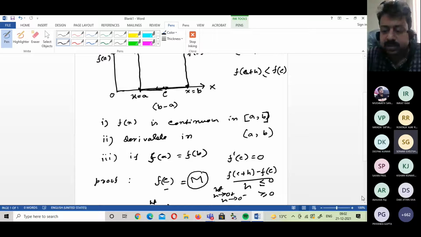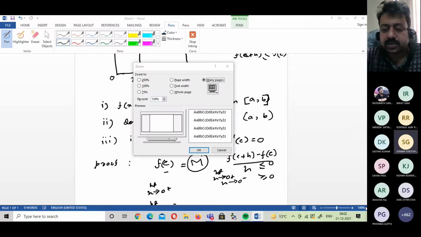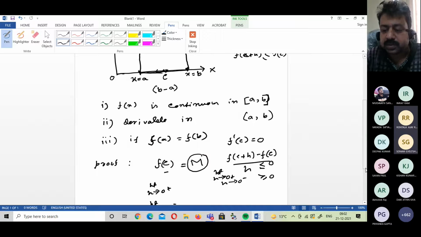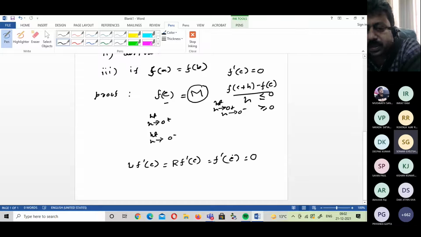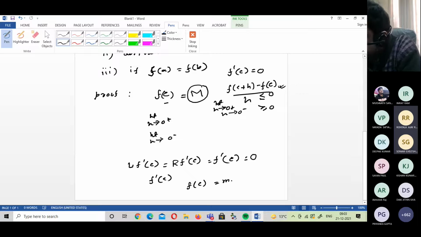So we can easily conclude that the left-hand derivative of f at c equals the right-hand derivative of f at c, and f dash c equals 0. And if it is constant, then also f dash c equals 0. If the function attains its minimum value f of c equals small m, then you follow the same procedure and you can prove that at the particular point c, f dash c equals 0. So it can be proved.